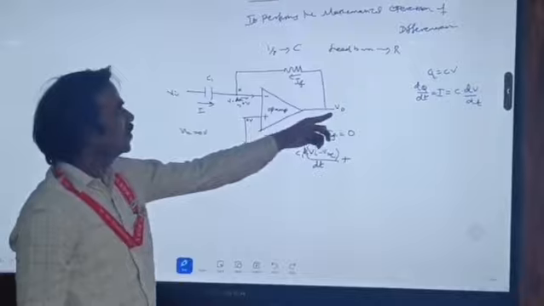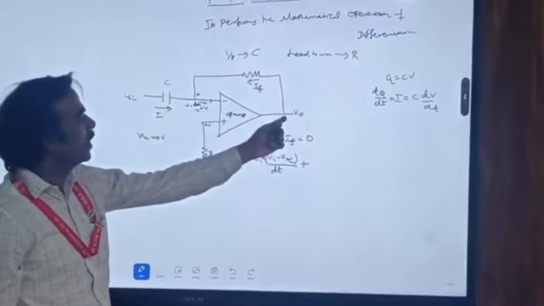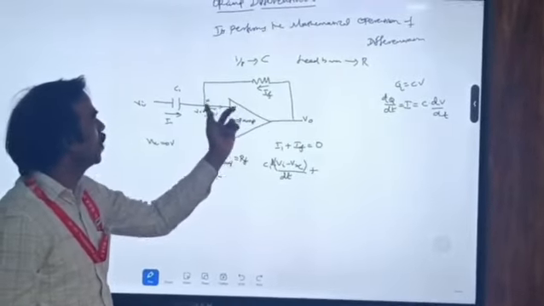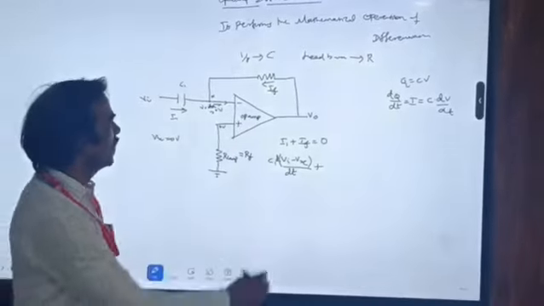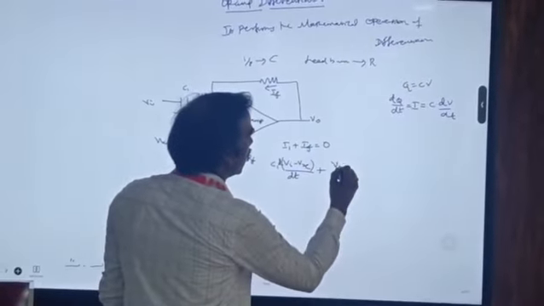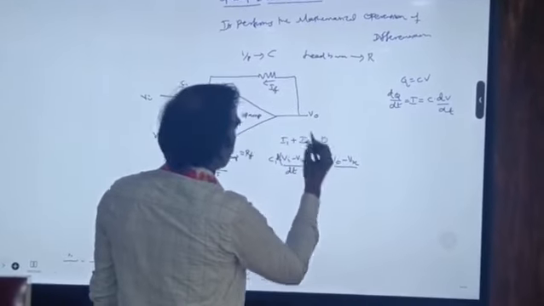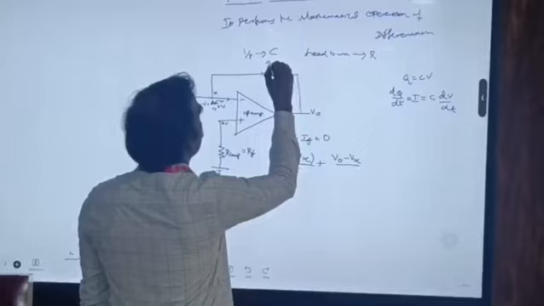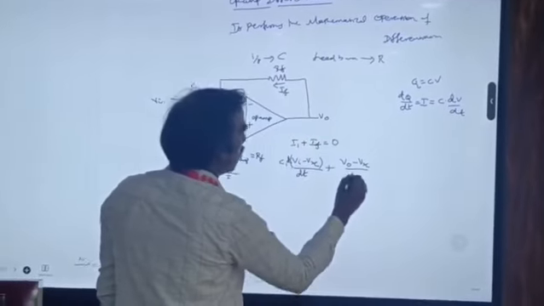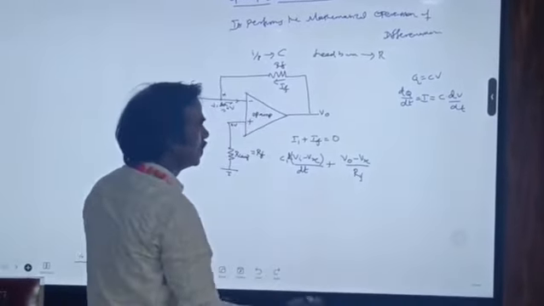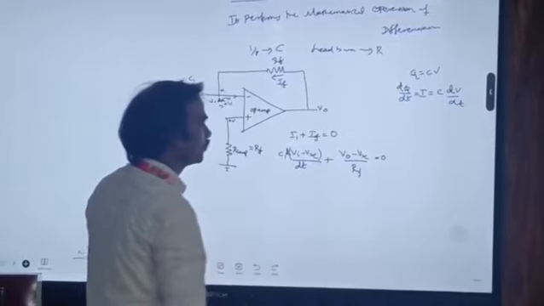How can I write IF? So here also the current is flowing from higher potential to lower potential. So V0 to Vx. So here, V0 minus Vx divided by R. That is the feedback resistor RF.